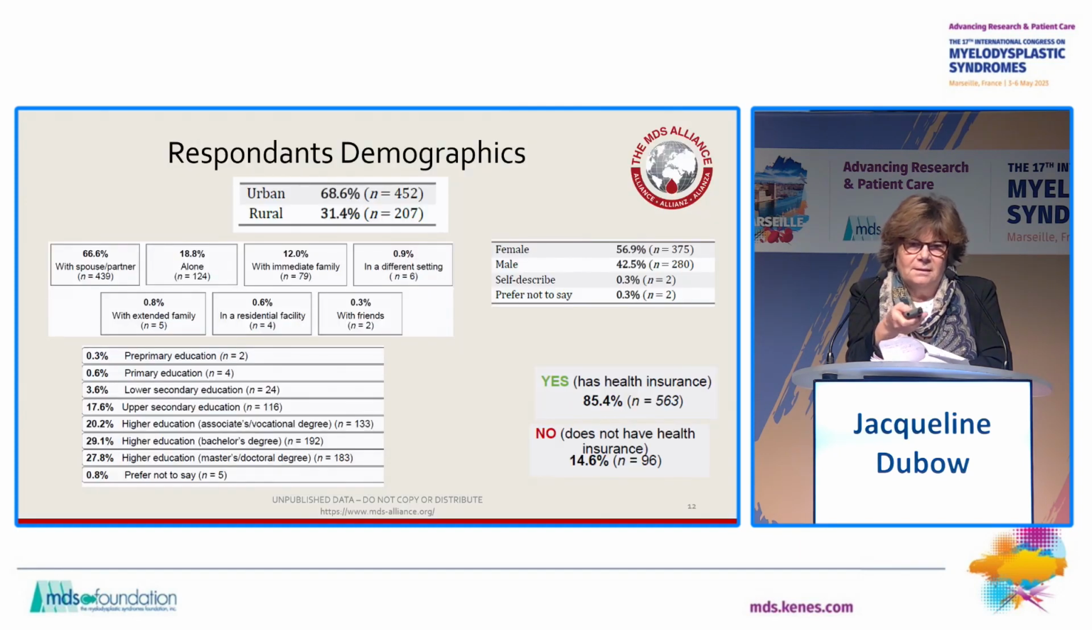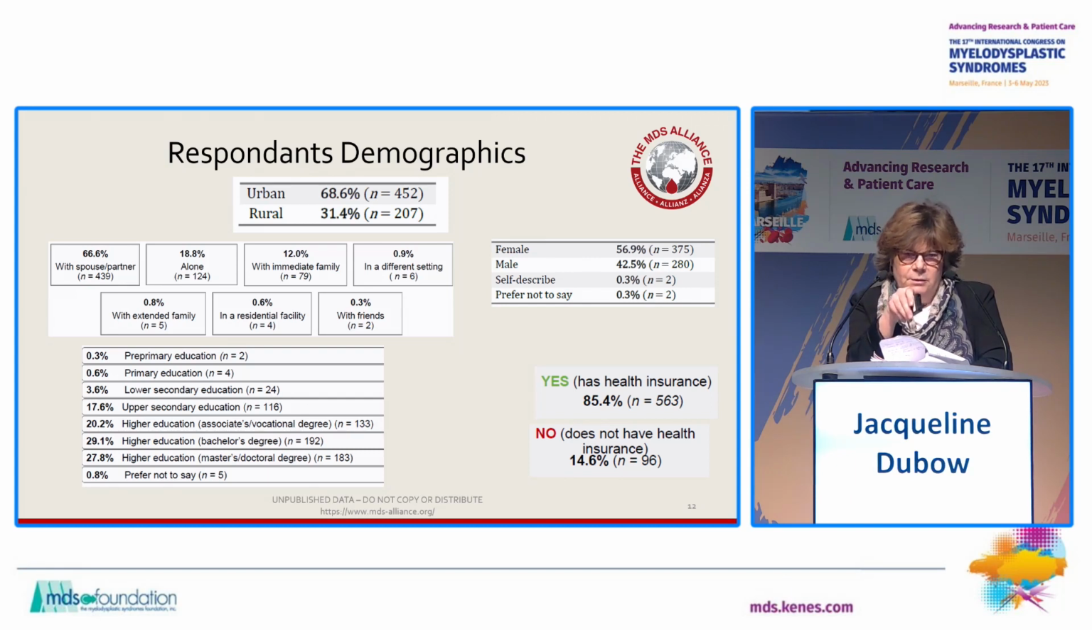So, demographics. Most of the people were in urban areas. Most of them, over 60%, were living with a spouse or partner. 18% were living alone, 12% with immediate family, and only 0.6% in a residential facility. And we had a little bit more female than male respondents.